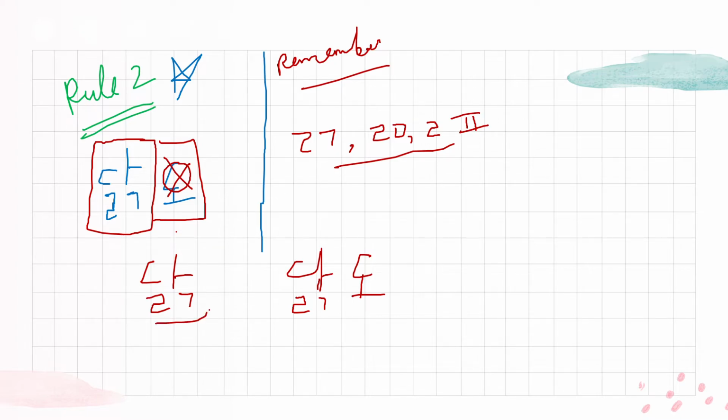So if the double pacham is any of these three, then you pronounce the second consonant, not the first consonant. It is definitely like this. So this would become duck, because there it is one of those three, so you do have to pronounce the second consonant. In any other double bachim, you just pronounce the first consonant.